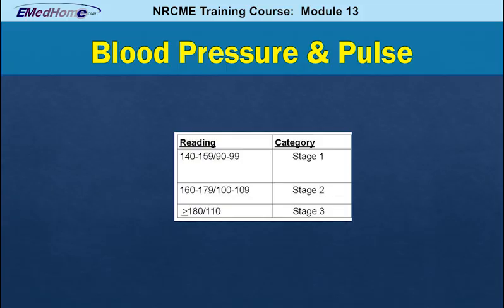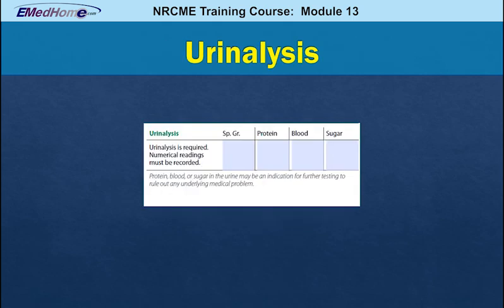The driver with hypertension and a blood pressure less than 140 over 90 may be certified for up to 1 year. Confirm an elevated blood pressure with a second blood pressure later in the examination. Record the results of the required dipstick urinalysis in the testing section of the medical examination report form. The dipstick urinalysis must measure specific gravity and test for protein, blood, and glucose in the urine.